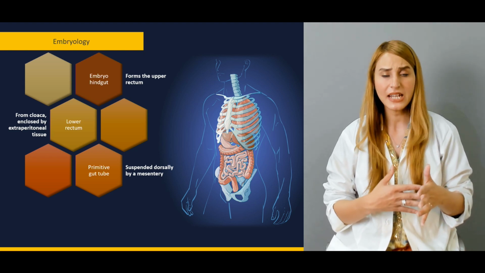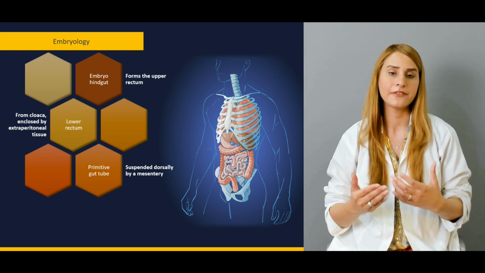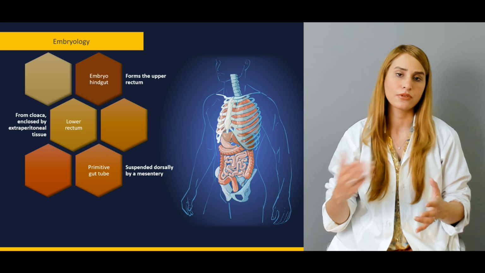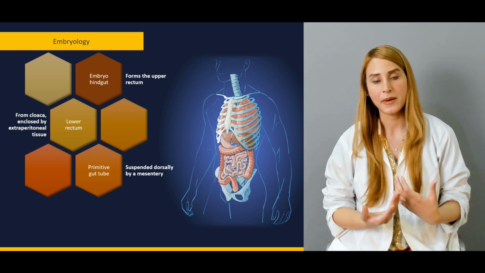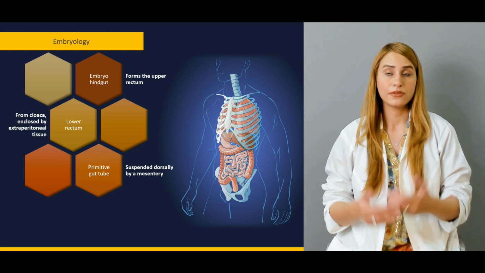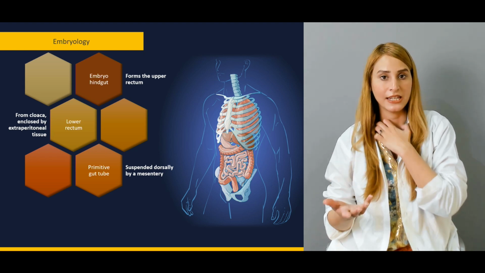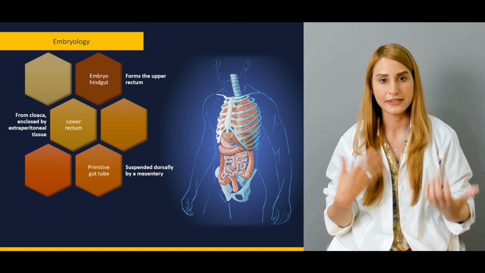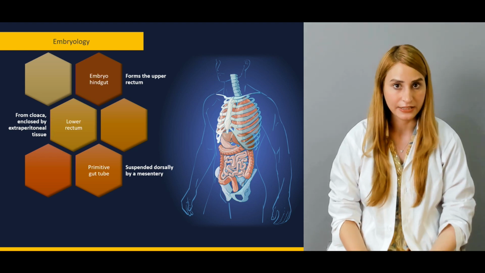So you have to keep in mind the concept of the primitive gut tube. Initially it is a primitive gut loop, which is divided later on into proximal, middle, and the hindgut, and they are all suspended by a mesentery. The rectum is connected on its superior end to the sigmoid colon, and downward it is connected to the anal canal.